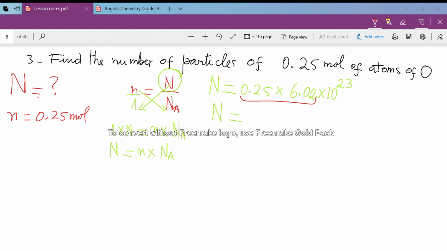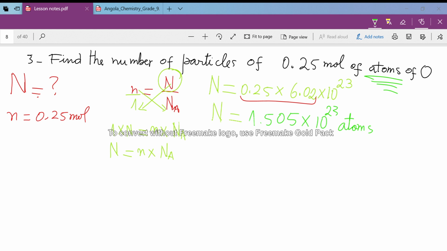So it avoids mistakes, guys. So 0.25 times 6.02. The result is 1.505, times 10 to the power 23 atoms, because the question says atoms, so it will be atoms. Now, if you wrote particles, it is not wrong, because atoms are also particles.